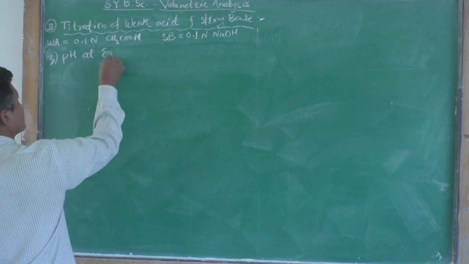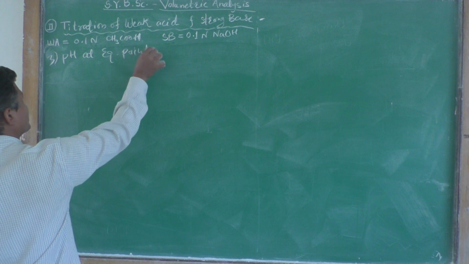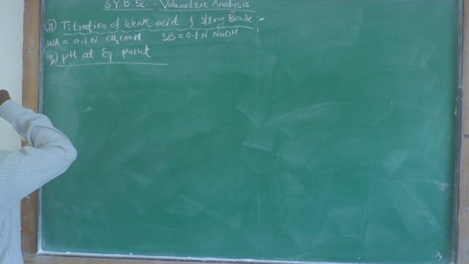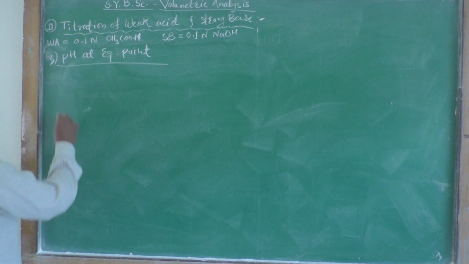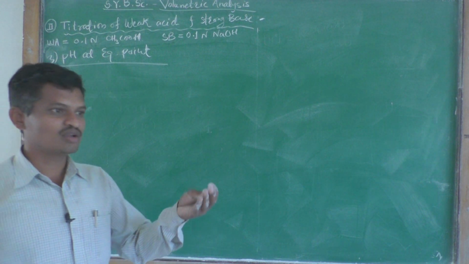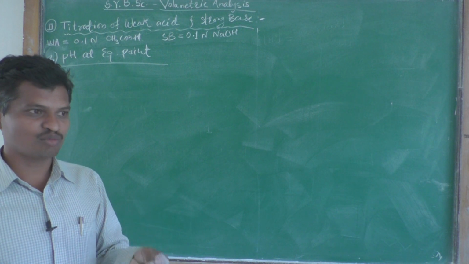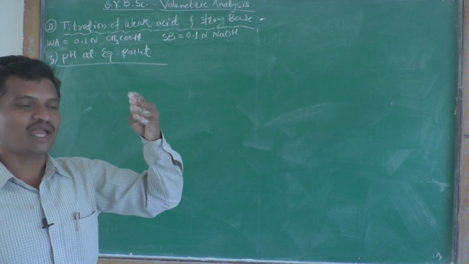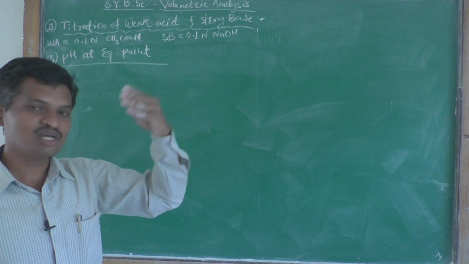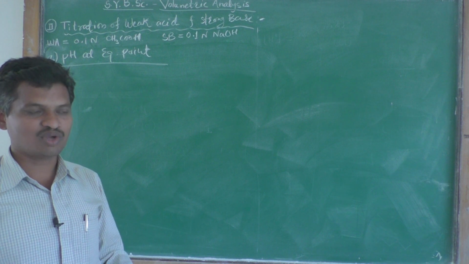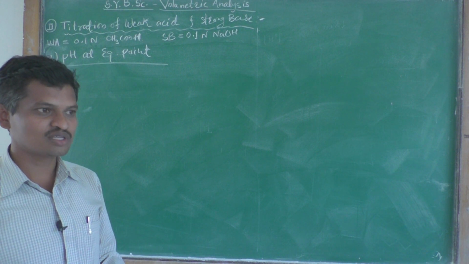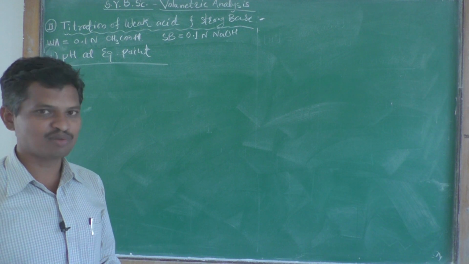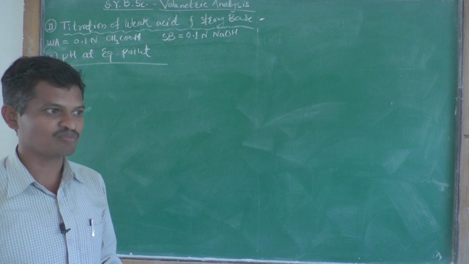pH at equivalence point. So this is the third calculation. Now at equivalence point, what is the situation? The 25 ml acetic acid that we have taken in the conical flask will react with 25 ml of NaOH solution that we have added from the burette. So the total volume in your flask will be 25 plus 25, that is 50 ml.